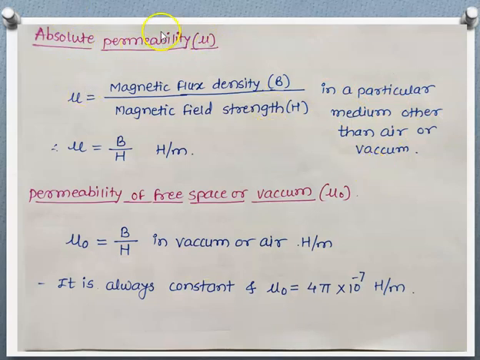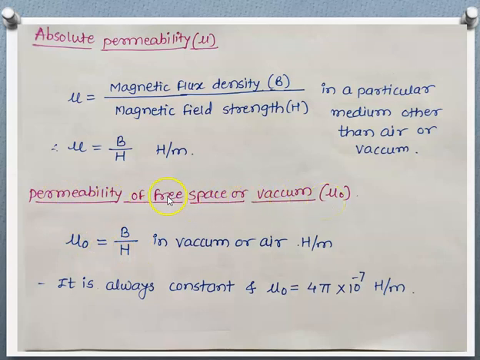Okay, suppose the same ratio B upon H is measured when the magnet is placed in a vacuum or air, then that ratio is known as mu naught. Mu naught is the permeability of free space or vacuum.